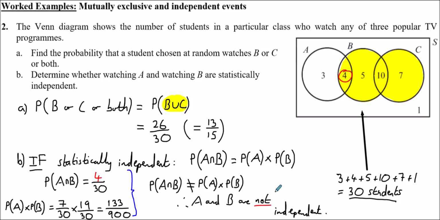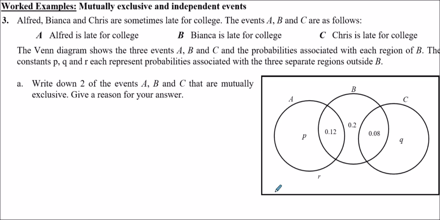Let's have a look at the final worked example now. Here we've got again some students, Alfred, Bianca and Chris. And just by sheer luck, their initials are A, B and C, which makes things very easy for us. Anyway, they're sometimes late for college. The events A, B and C are as follows. A represents the event of Alfred being late, B represents Bianca being late, and C represents Chris being late. We've got this Venn diagram here, showing the events A, B and C, and the probabilities associated with each region of B only. So only B's been filled in. The constants P, Q and R represent probabilities associated with the three separate regions outside of B.